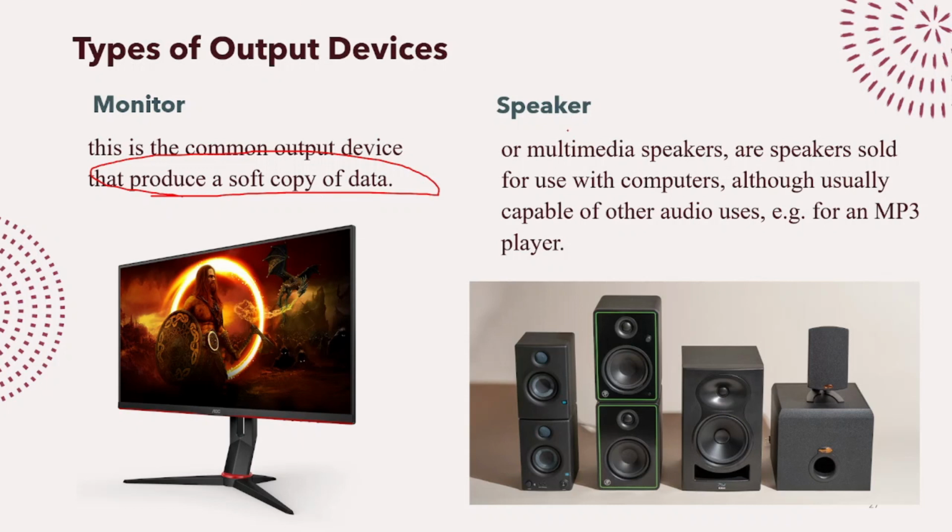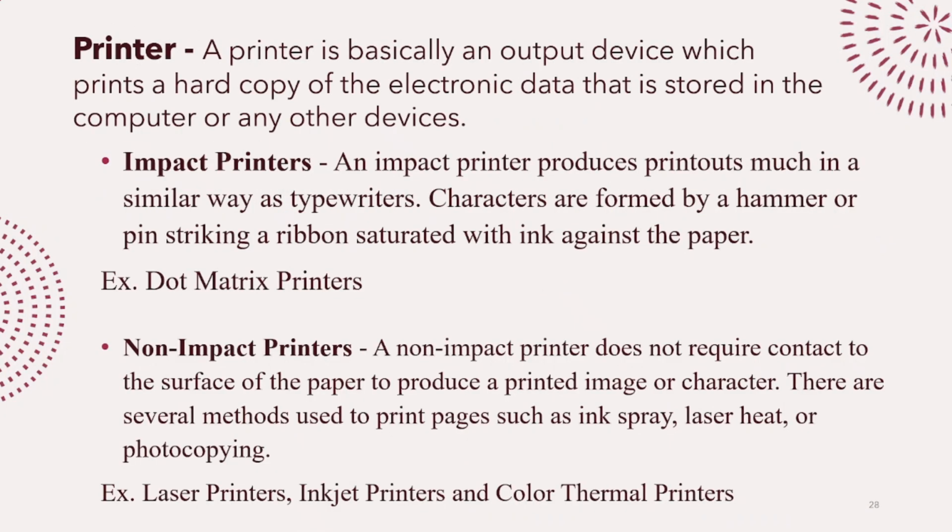Then we have here a speaker. Speakers are capable of audio uses such as the MP3 player. We have also MP4. So speaker devices are for audio. Then printer. A printer is basically an output device which prints a hard copy. Kumbaga, our monitor prints a soft copy while our printer prints a hard copy.